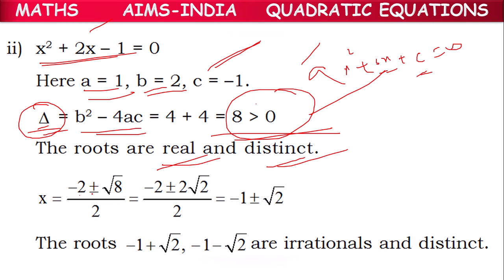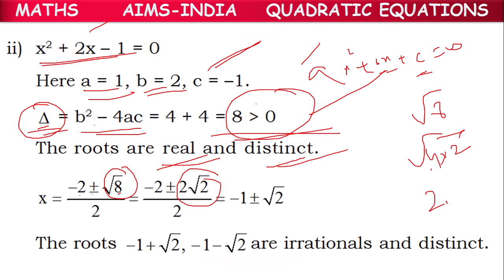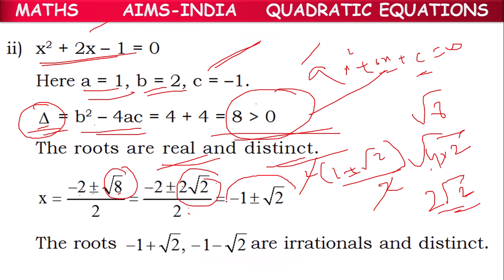Minus 2 plus or minus root of b square minus 4ac, value 8. Root 8 is equal to 2 root 2 because root 8 can be written as root 4 into 2. Root of 4 is 2, so 2 root 2. So minus 2 plus or minus 2 root 2 by 2. We can take 2 common: 2 times minus 1 plus or minus root 2 by 2. The 2s cancel. Minus 1 plus or minus root 2, means minus 1 plus root 2 and minus 1 minus root 2.